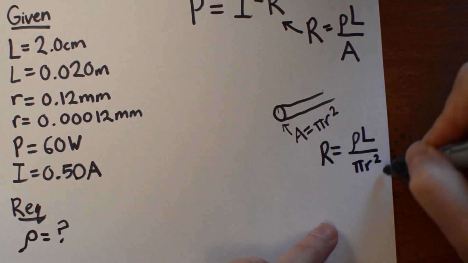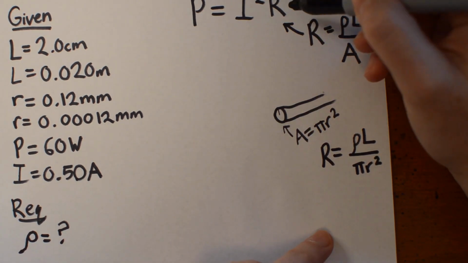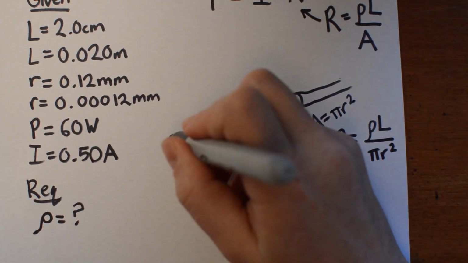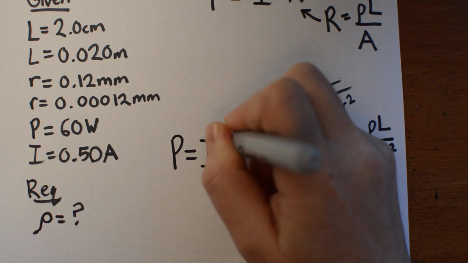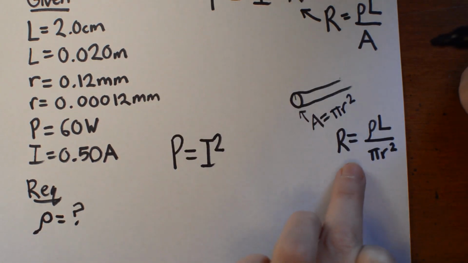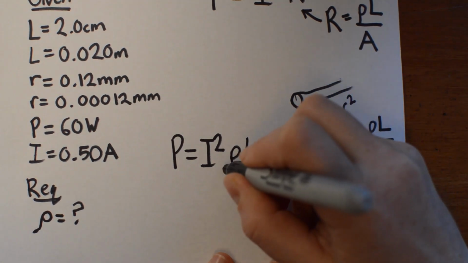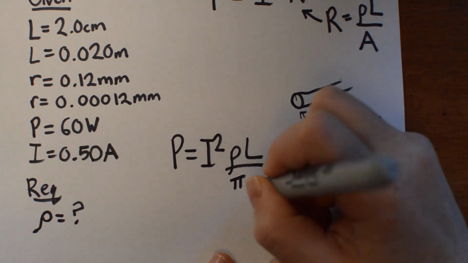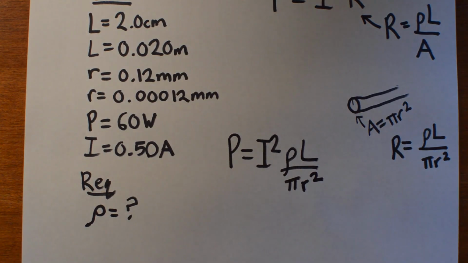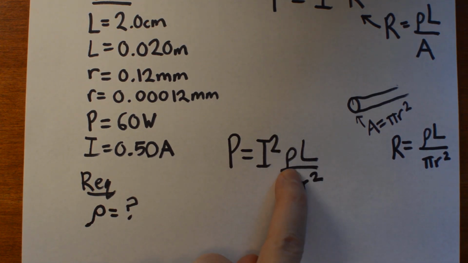Okay, let's take that whole equation for resistance and plug it into our power equation. So our power equation is going to become P equals I squared times the resistance, which is rho L divided by pi r squared. This looks perfect. I know power, I know current, I know length, I know pi of course, and radius. All I don't know is resistivity, so I can rearrange this.